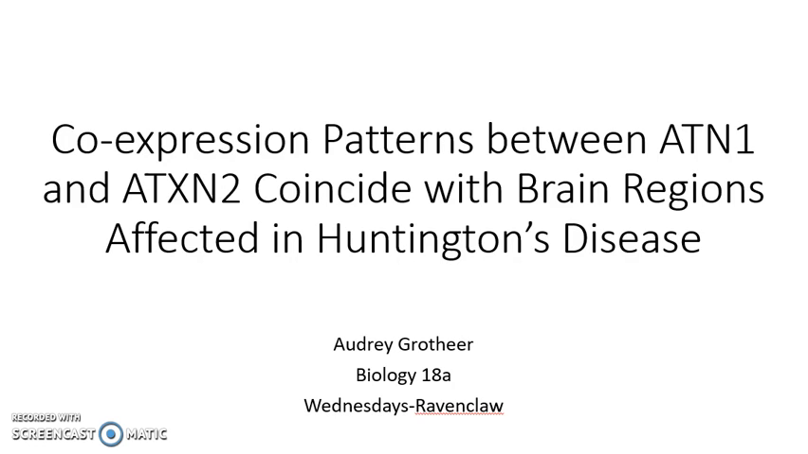For this assignment, our group chose to read an article that discusses the research conducted by a team of biologists and neurologists from Leiden University in the Netherlands. The article is called Co-expression patterns between ATN1 and ATXN2 coincide with brain regions affected in Huntington's disease. The article proposes that the relationship between polyQ genes in the brain, genes that contain repeating CAG base sequences, could have an effect on the development of Huntington's disease and other neurodegenerative diseases.